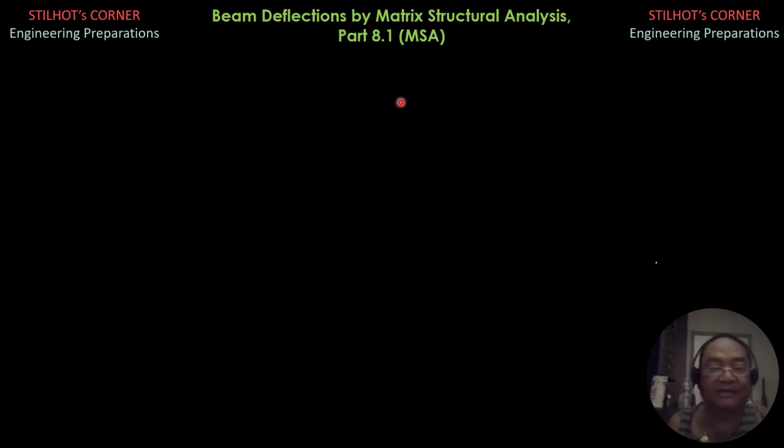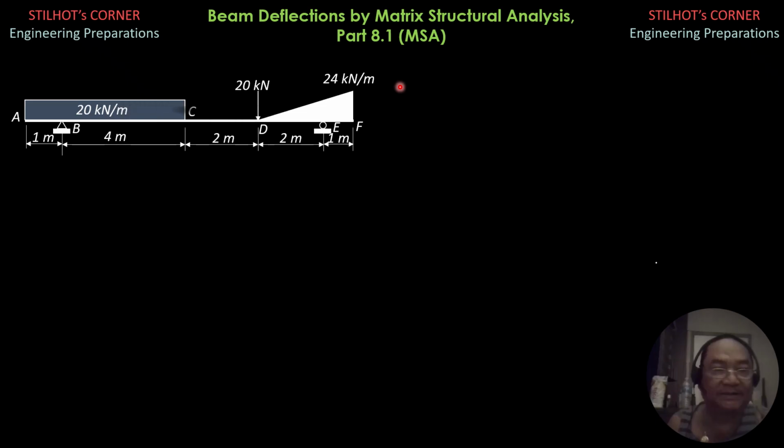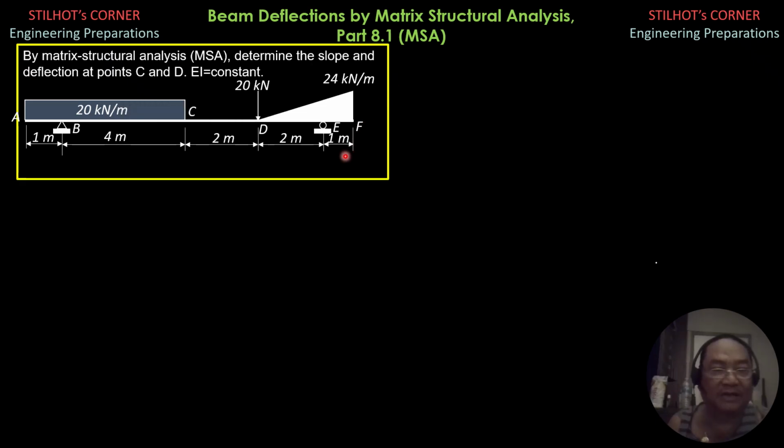So here is the original problem, and these are the reactions, although these are not important for this problem. Remember, moment at B is negative 10, 20 times 1 times 0.5. So as shown, moment at B is negative 10 kilonewton meter.